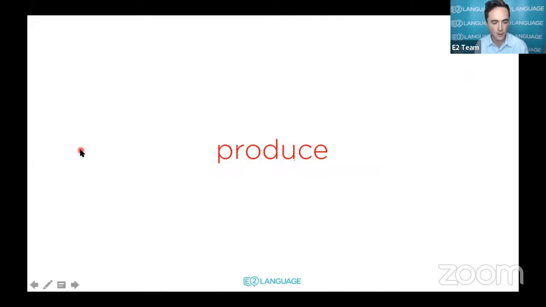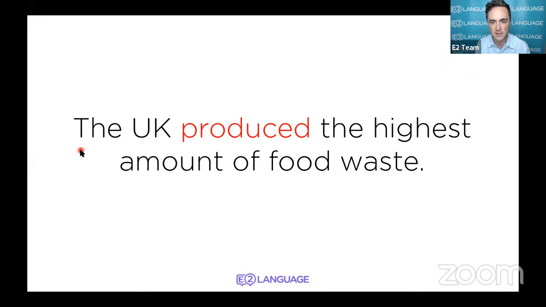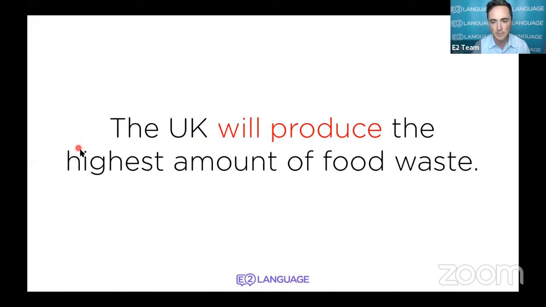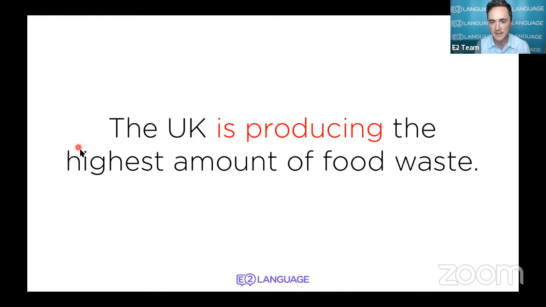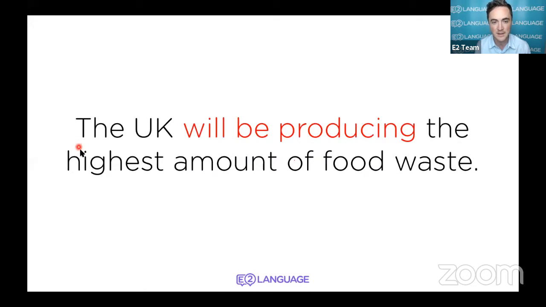So let's look at this verb here, produce. And we can use it like this. The UK produces the highest amount of food waste. Or the UK produced the highest amount of food waste. So that slight difference between produces and produced puts a message in my brain that you're talking about the past. Or the UK will produce the highest amount of food waste. Or the UK is producing the highest amount of food waste. Or was producing the highest amount of food waste. Or will be producing the highest amount of food waste.